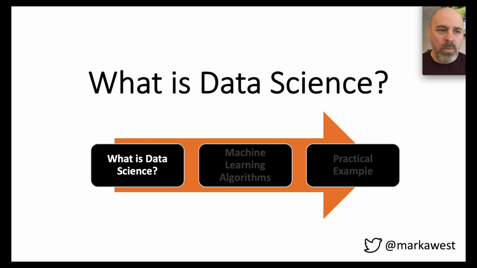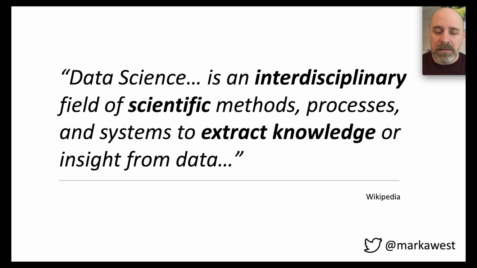Well, when you don't know what something is, what do you do? You Google it, and then you end up going down the rabbit hole and end up at Wikipedia. Wikipedia has a nice little definition of what data science actually is. Wikipedia says that data science is an interdisciplinary field of scientific methods, processes, and systems to extract knowledge or insight from your data. Now, this is a lovely quote. It doesn't mean a lot on its own, so let's drill down into some of these words.